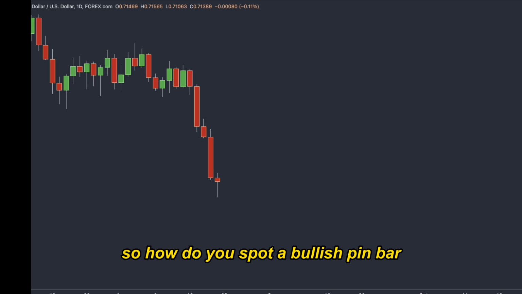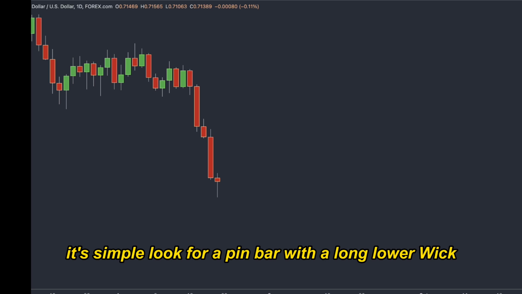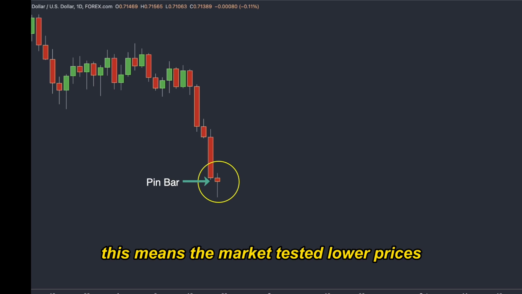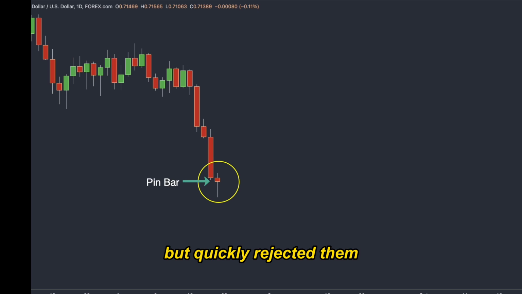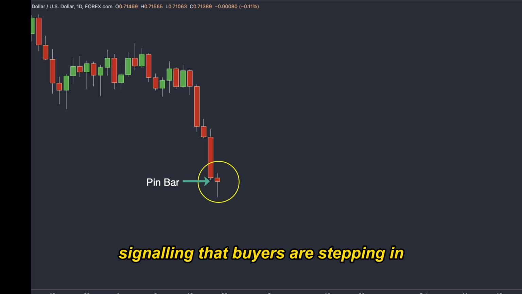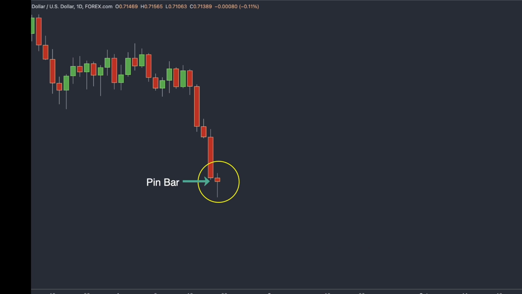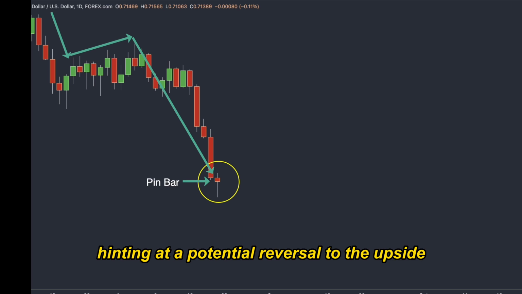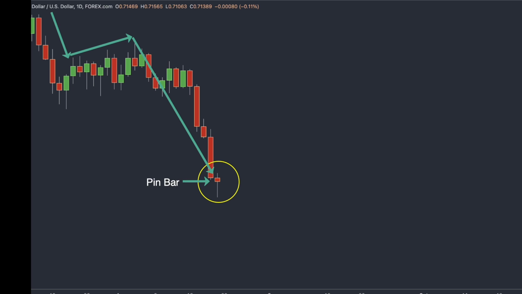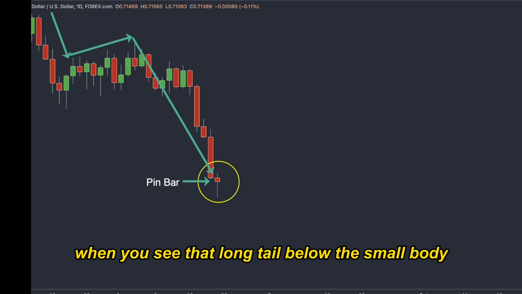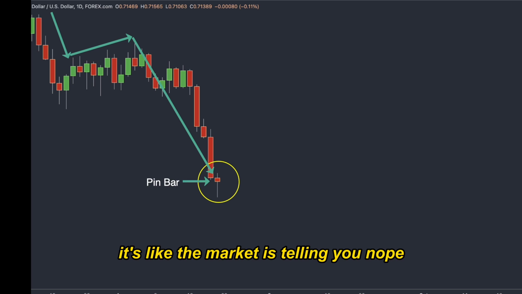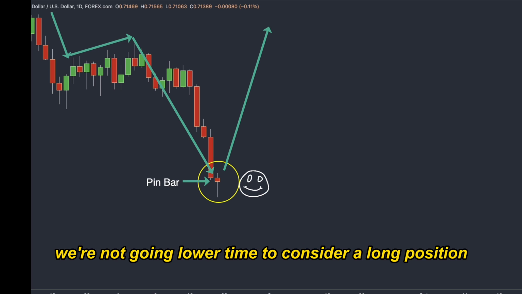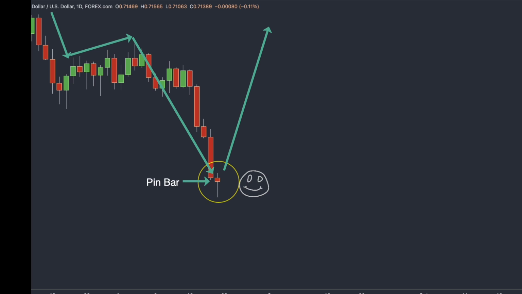So how do you spot a bullish pin bar? It's simple. Look for a pin bar with a long lower wick. This means the market tested lower prices but quickly rejected them, signaling that buyers are stepping in and pushing the price back up. You'll often see these bullish pin bars at the end of a downtrend, hinting at a potential reversal to the upside. When you see that long tail below the small body, it's like the market is telling you, "Nope, we're not going lower." Time to consider a long position.